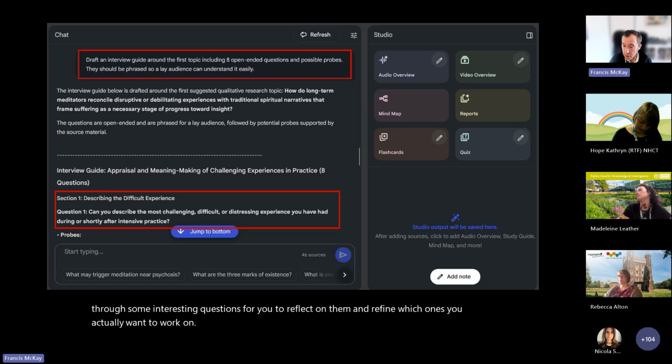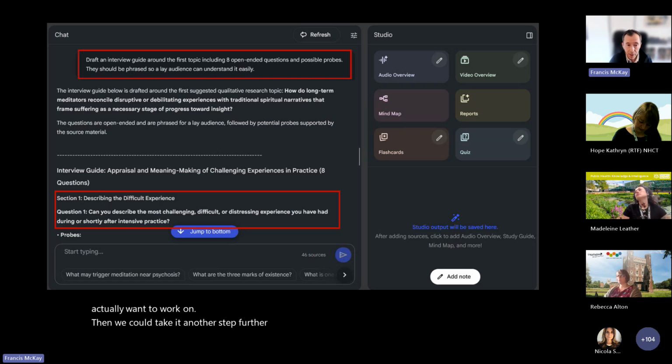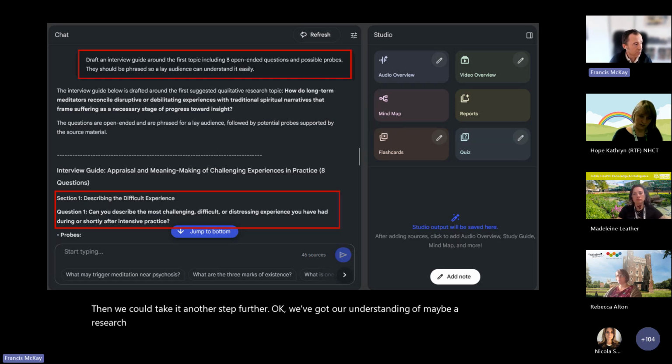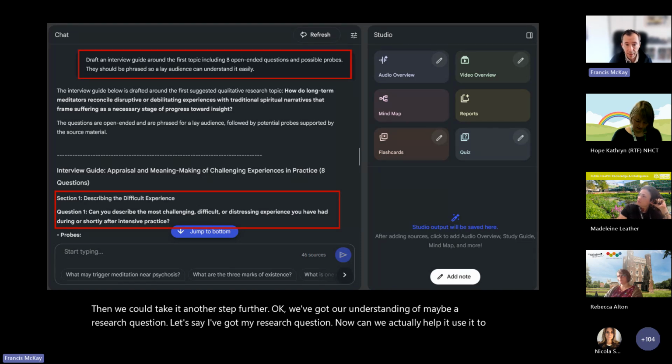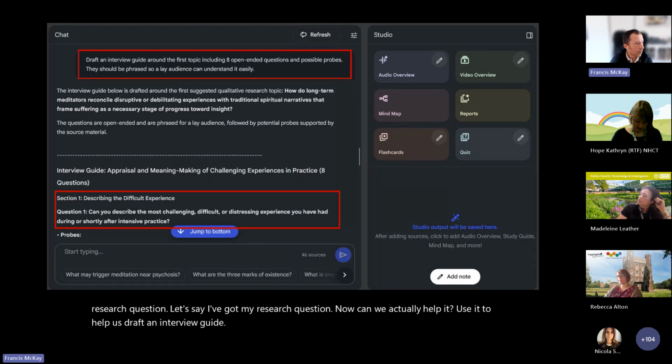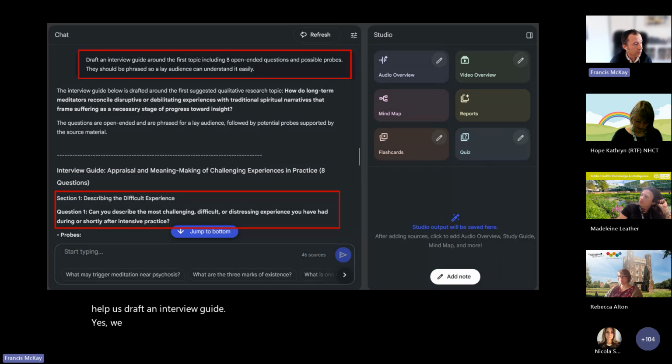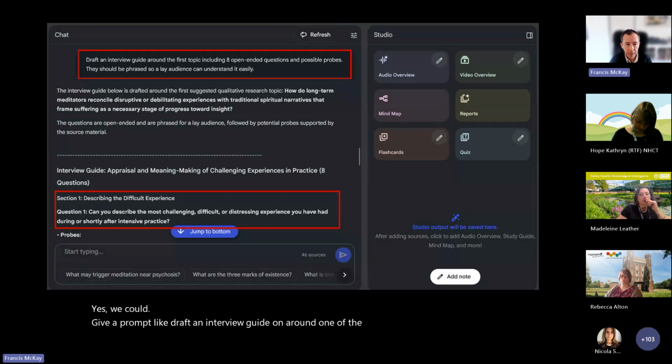Then we could take it another step further. Okay, we've got our understanding of maybe a research question. Say, I've got my research question now. Can we actually use it to help us draft an interview guide? Well, yes, we could. You can give a prompt like: draft an interview guide around one of the topics, including 8 open-ended questions.